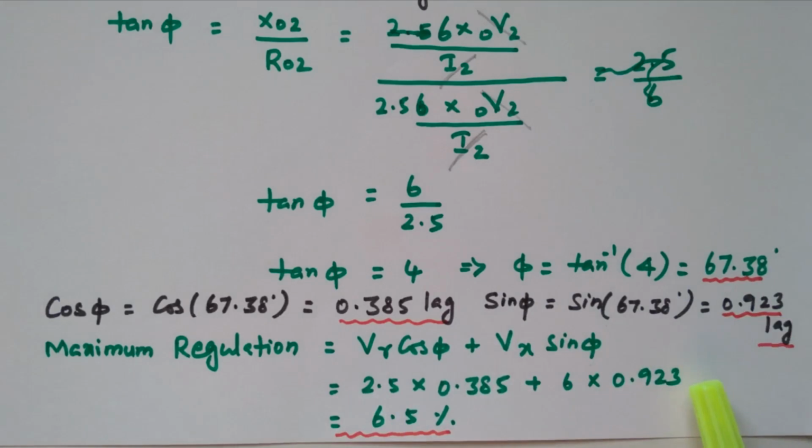So all values are substituted, and by simplifying this we got 6.5%. So the maximum regulation is 6.5%. Under that maximum regulation, the power factor is 0.385 lagging, and the corresponding value of sin phi is 0.923. So in this problem, we calculated the power factor for maximum regulation as well as the value of maximum regulation for the given condition. The data given are the resistance drop and reactance drop.